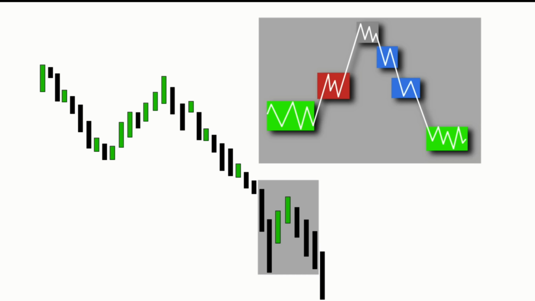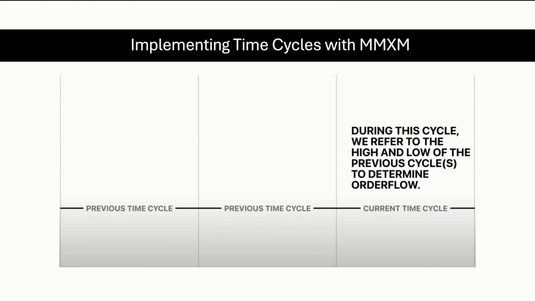Please take a screenshot of this chart as well and take proper notes. Because what we're now going to do is increase the level of difficulty of this lecture. We've begun rather easy and we're slowly building up to advanced theory. So therefore, you need to make sure that you understand this part before continuing. Let us now take a look at implementing time cycles with market maker models.